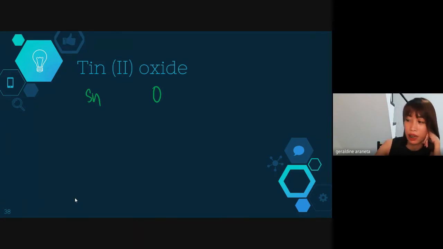Okay, sige, let's try this. Okay, so the symbol for tin is Sn, oxygen is O. Charge for Sn, dahil 2 ito, this will be 2 positive. Ito, punta dyan. Then, the charge of oxygen is 2 negative. Then, crisscross.